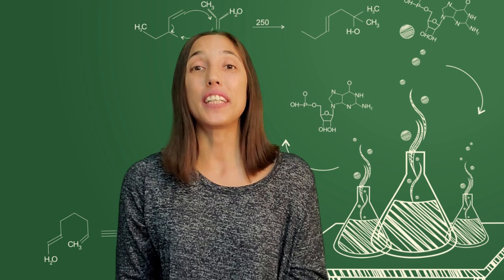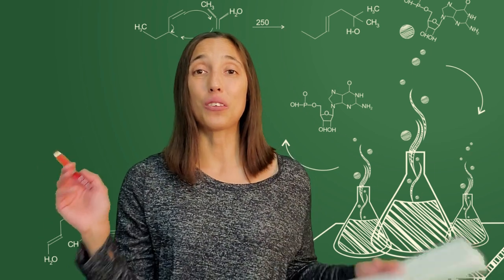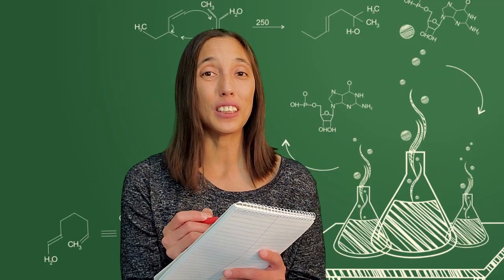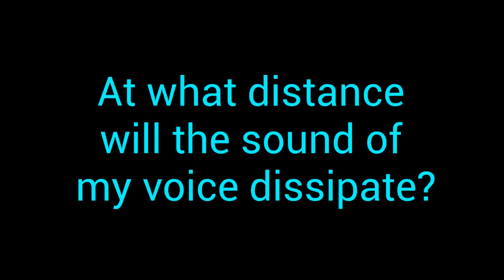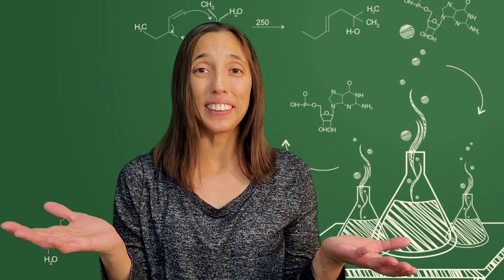Now it's time for our DIY project, something for you to try on your own. You will need a partner and a tape measure. First, let's grab our logbooks and write down this question. At what distance will the sound of my voice dissipate or fade out? You can write 50 feet, 100 feet, whatever you guess. A big space works best, so you'll probably want to head outside.